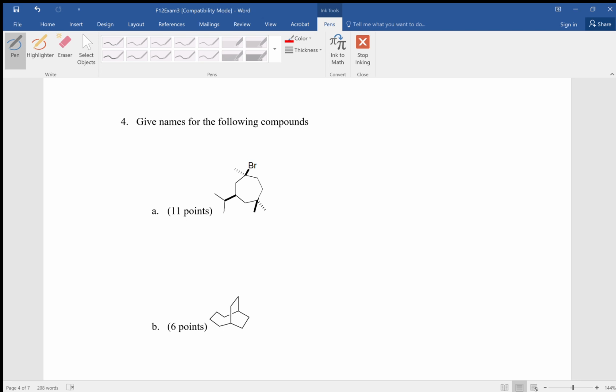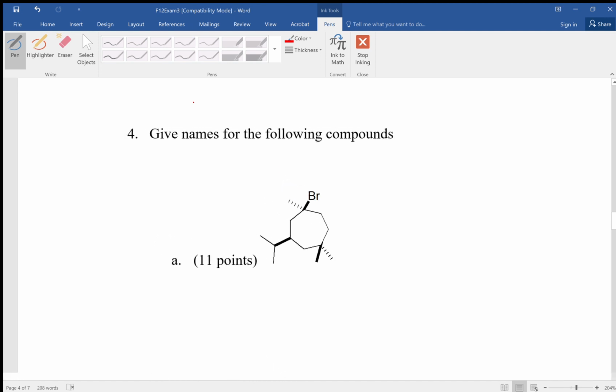Alright, here in question 4 we have some nomenclature. And we start with a nomenclature of a cyclic compound. Now, where do we start? Well, one thing we hopefully remember is we often want to start at a position where we have multiple substituents, if that exists. Why is that?